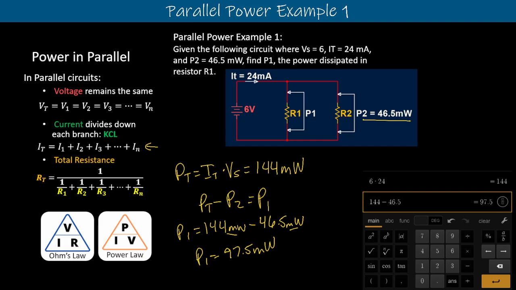So this tells us that the R1 resistor is probably the larger of those two resistors. It consumed way more voltage and it consumed way more power than the R2 resistor.